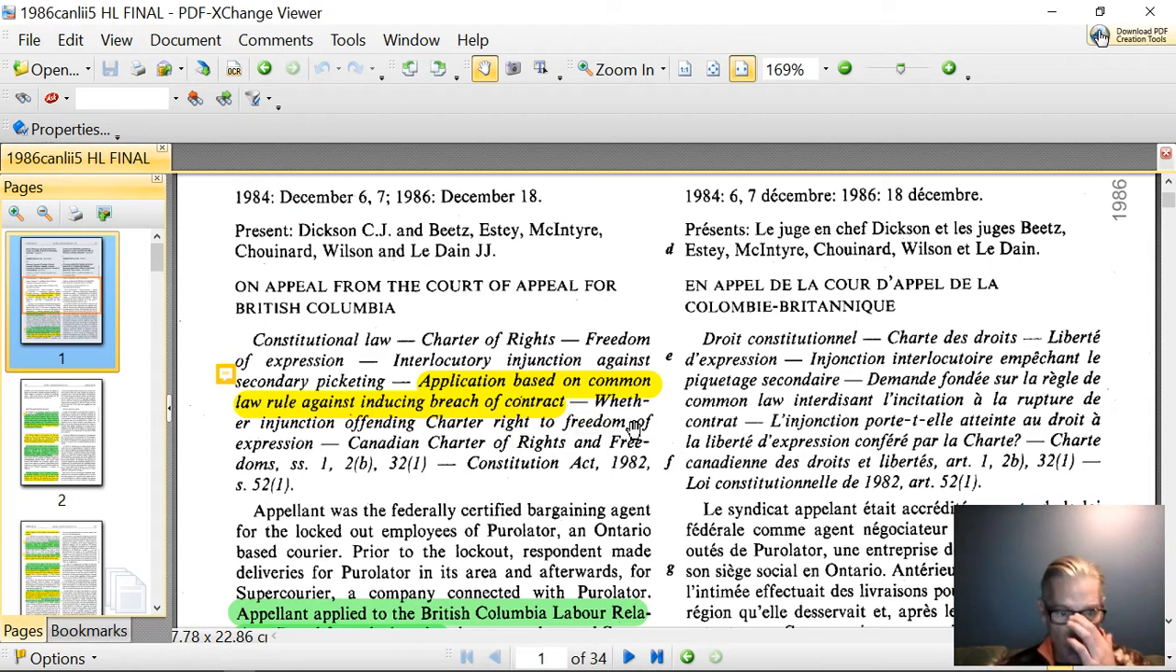Now, a common law rule inducing breach of contract involves a third party intervening outside of two separate parties' contracts. So a third party is influencing or causing one of two parties that have contract to breach that contract.